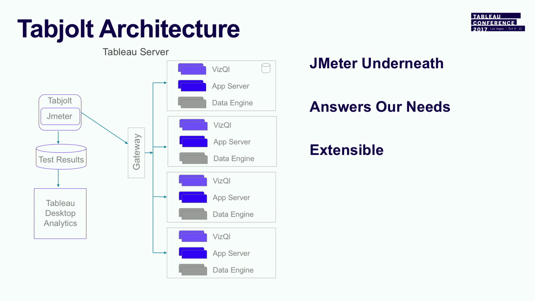So let's dig into how TabJolt works internally. Basically, when we designed and implemented TabJolt, there were a few principles we kept in mind. First, we want to leverage the existing Java test functional library as much as possible. Secondly, we don't want to introduce a new performance tool because we know we could introduce performance bugs in the new tool. So we picked JMeter as the underlying load generation framework for the following reasons.